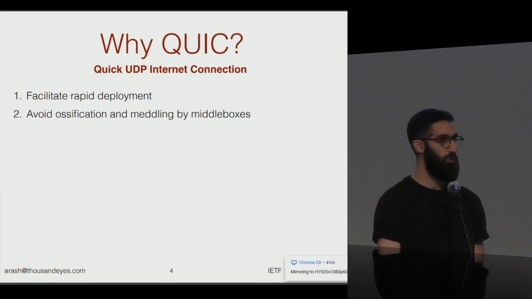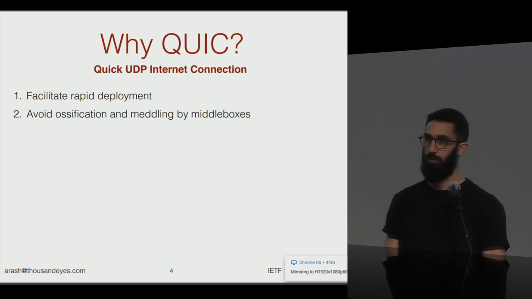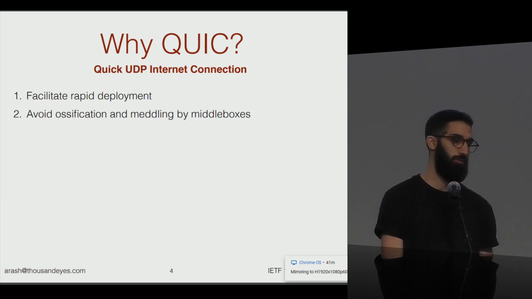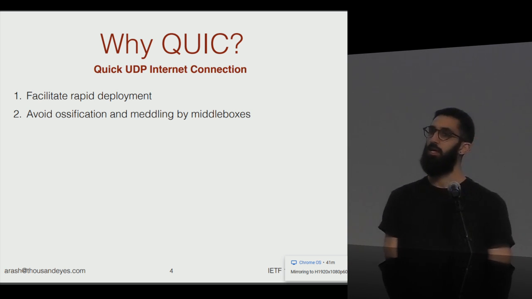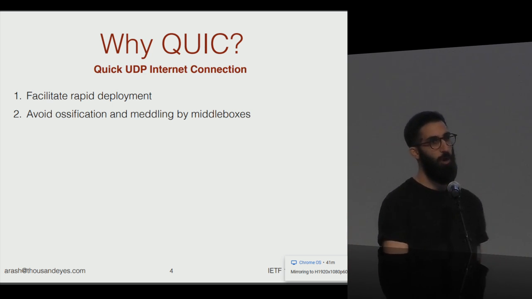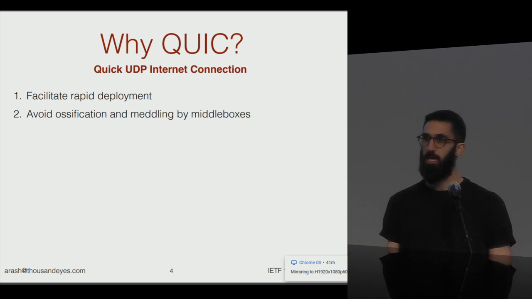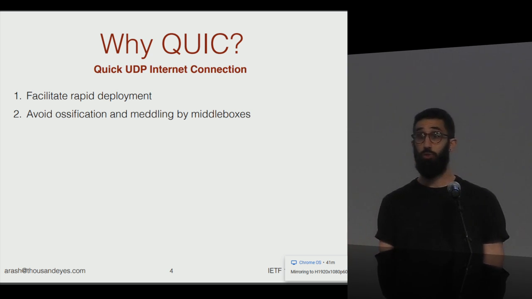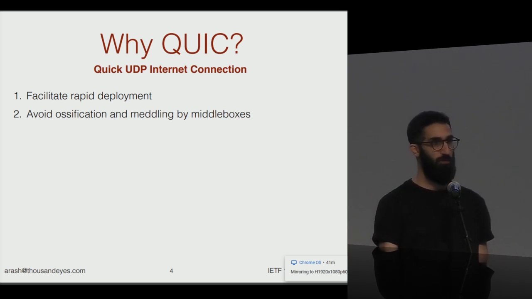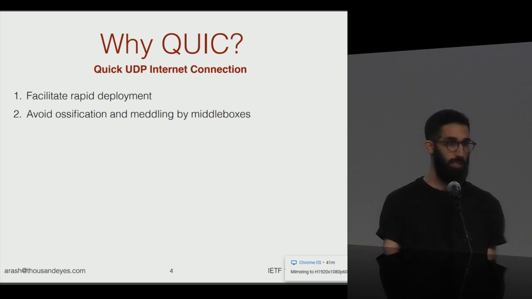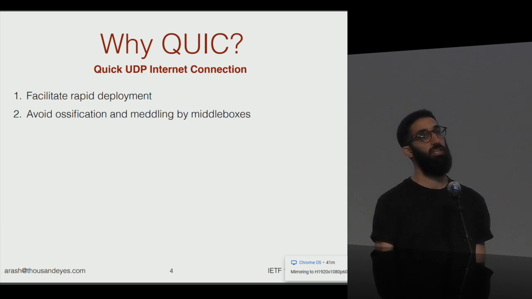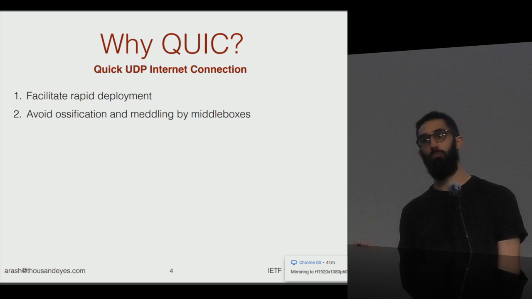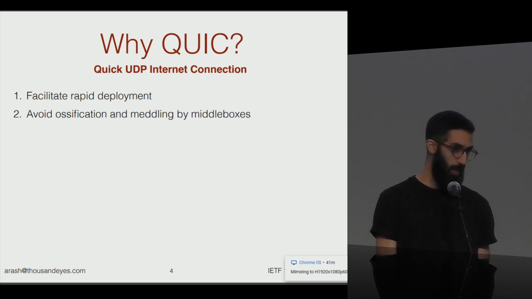Another main reason for QUIC, which Google never shied away from pointing out, was to avoid ossification by middleboxes. We all know there are many middleboxes in networks. These could be NATs or security firewalls, or it could be web caches and many other applications. A lot of them do claim that they improve performance. Perhaps in some cases they do. But there's also a lot of evidence that they actually do more harm than good.